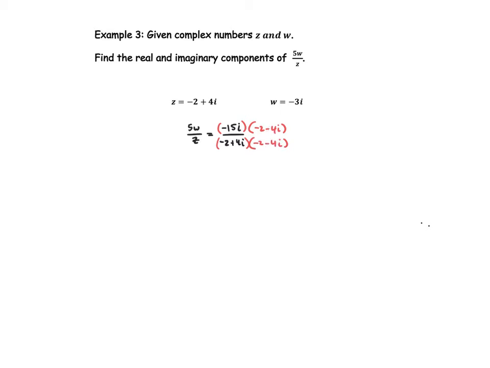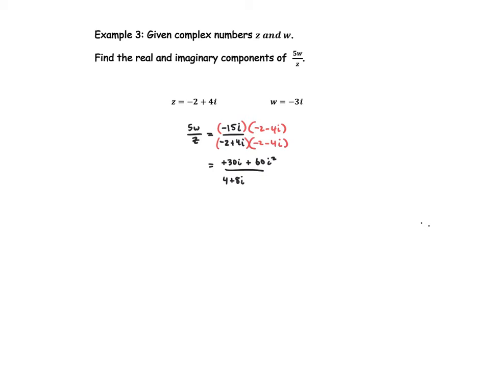As I expand this, in the numerator I get positive 30i plus 60i squared. You'll see that my real and imaginary components kind of flip locations. We'll get those back in order in just a minute. Now when we FOIL the conjugate, something interesting happens. You'll see it as we go. Negative 2 times negative 2 is a 4. Negative 2 times negative 4i is a positive 8i.